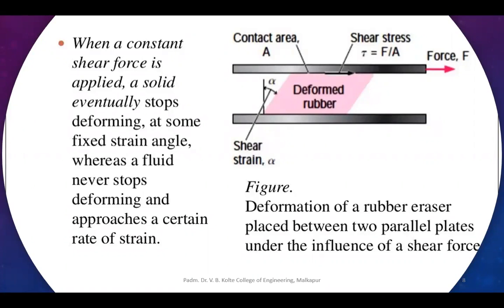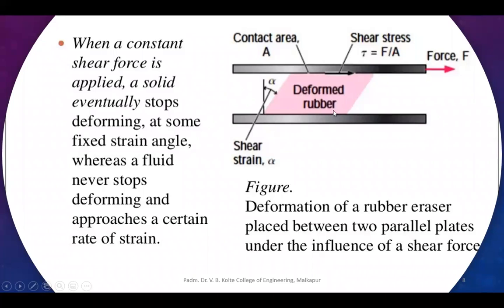Okay, this diagram shows the deformation of a rubber eraser placed between two parallel plates under the influence of shear stress. तर तुम्हाला बघताय कॉन्टॅक्ट एरिया दिसतोय, हा जो एरिया दिसतोय आपल्याला, 1 minute, हा जो arrow दिसतोय, that will be the contact surfaces between the plate and the rubber.